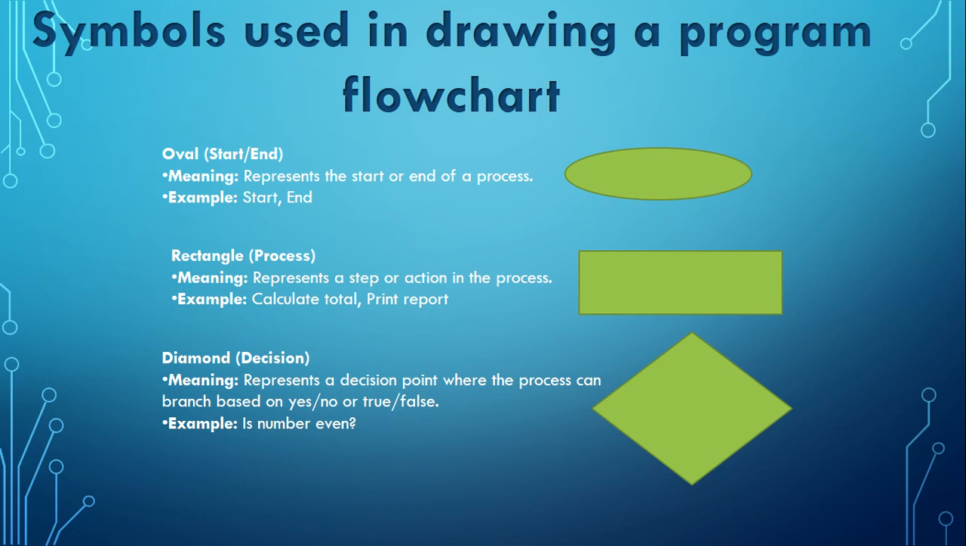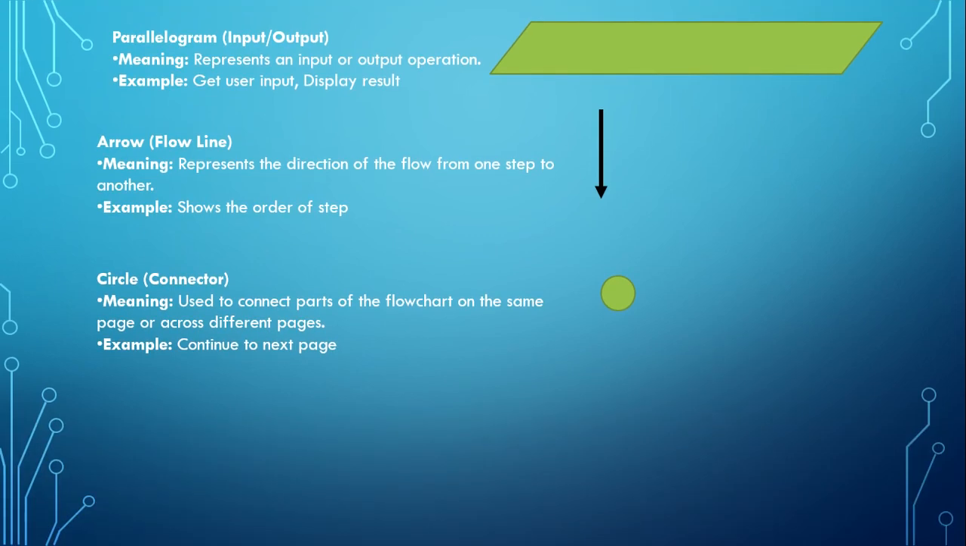Then we have a decision. For a decision, we use a diamond or a rhombus or a kite, the way you would like to call it. It represents a decision point where the process can branch based on yes or no, or true or false. Example, is number even? True, print the even. No, print the odd number. So these are the symbols used in drawing a flowchart. We have a parallelogram, which is used for input and output. It is used to show input is getting in or output is being given out. Then we have an arrow, which simply shows direction.